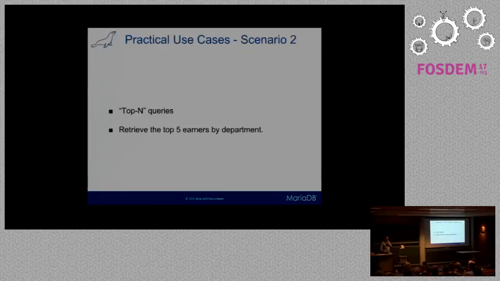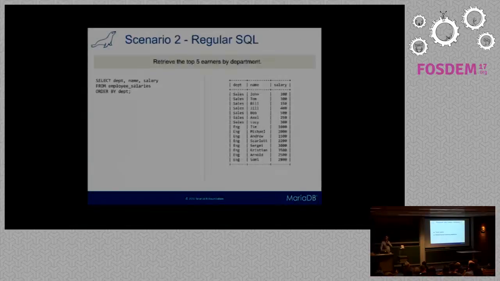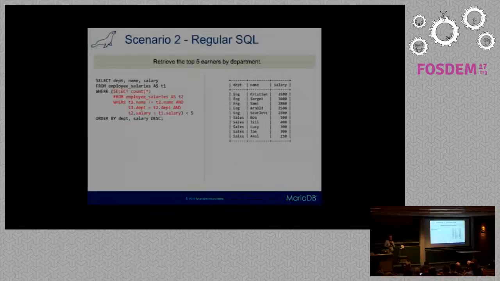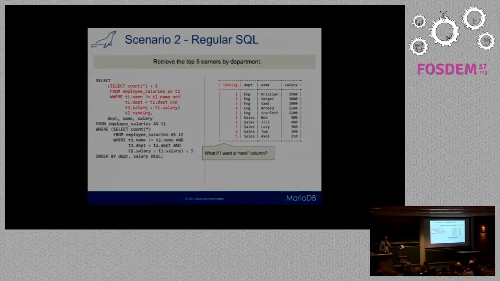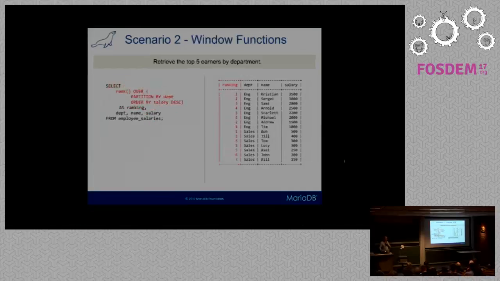Another use case is top-n queries, when you want to get the top n people from a certain data set. You can do this with regular SQL by just counting them. The expression is a bit complicated, but you can just count them. Unfortunately, if you want to get a rank column for them, you would have to define the query again, which makes the whole query look like a mess. But with window functions, we have a very interesting solution, which is the rank function, which does just this.